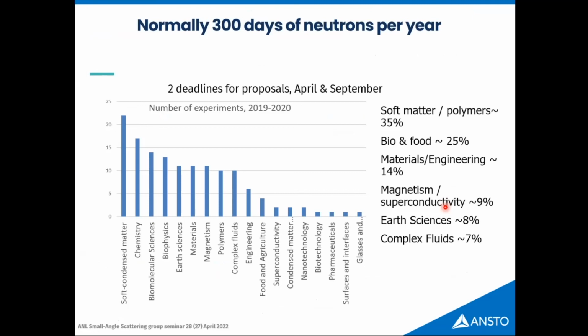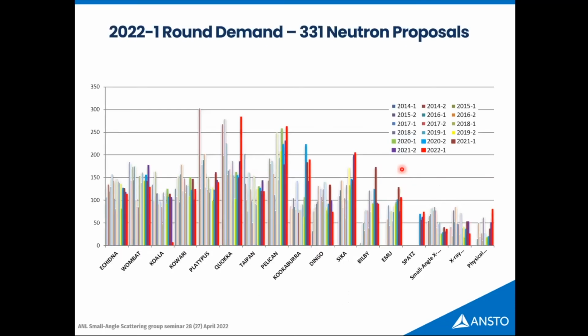But again, all I wanted to say here is that we do have 300 days, therefore we are capable of doing all those massive science. We have two deadlines for proposals. And this is some distribution of the subjects. We see quite a lot of soft matter, bio, and then a lot of materials and engineering. This is for the entire CNS, not only for SANS. A lot of proposals for different experiments.